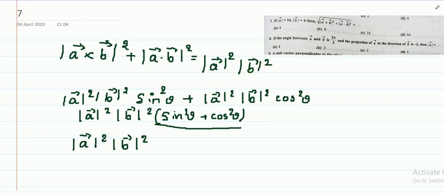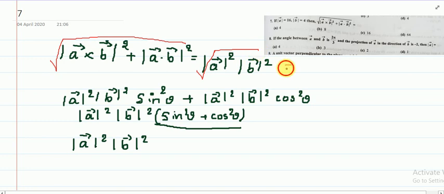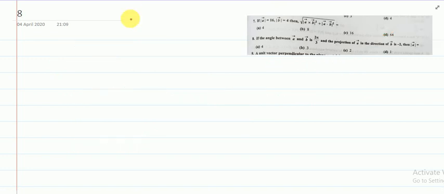But in this question, what have they asked? They have asked the square root of this. Therefore, it will be the square root of this, which is equal to magnitude of A into magnitude of B. This is equal to 16 into 4, which is 64. Therefore, option D. So next will be question number 8.